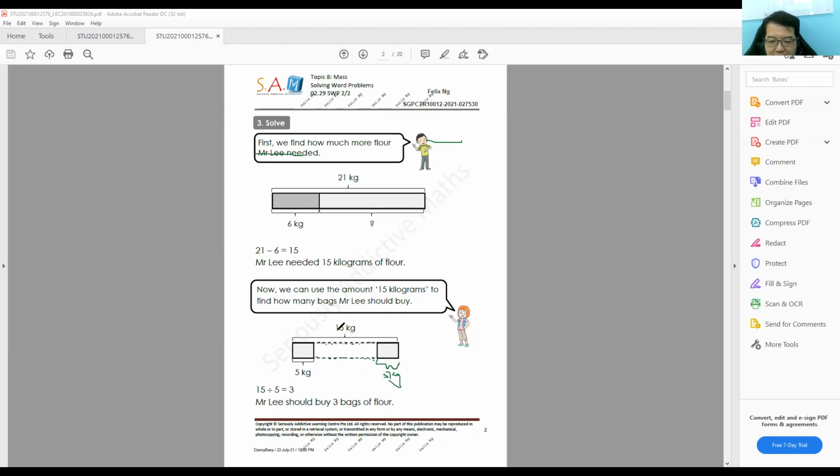Okay, so 15 kilograms, each bag has 5 kg, 15 divided by 5 equals 3. Therefore, the answer is 3 bags of flour. Does it sound right? 3 bags of flour, each bag is 5, plus 5, plus 5 equals 15 kg. Okay, so this is a multiple step question.